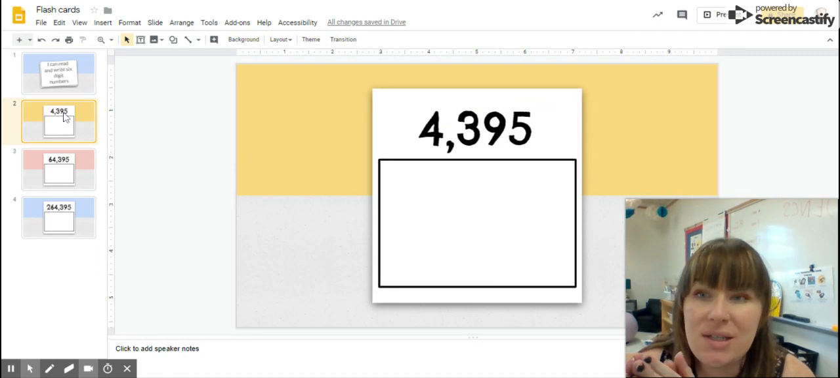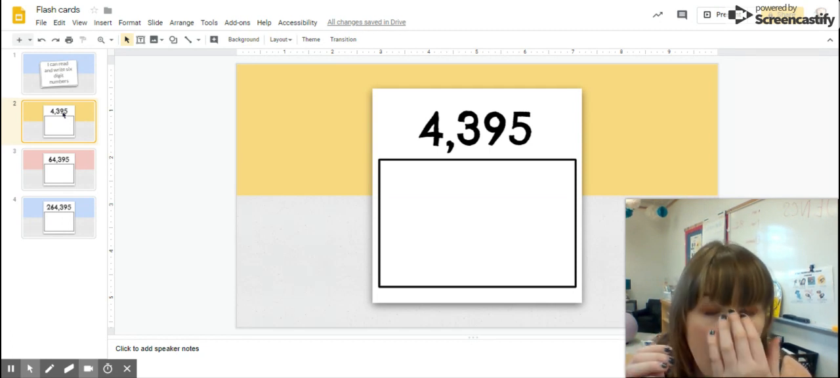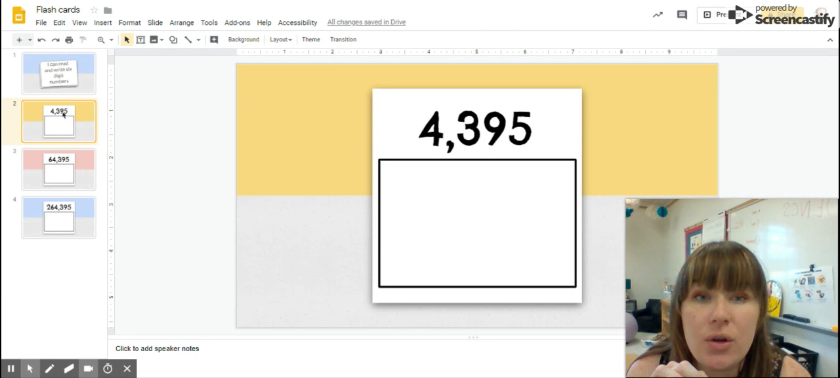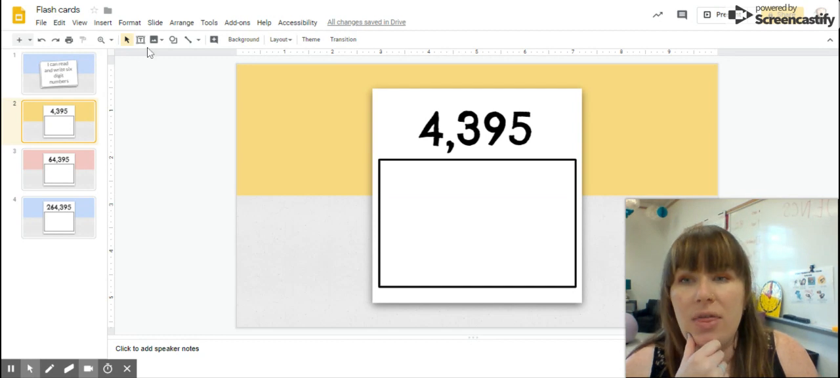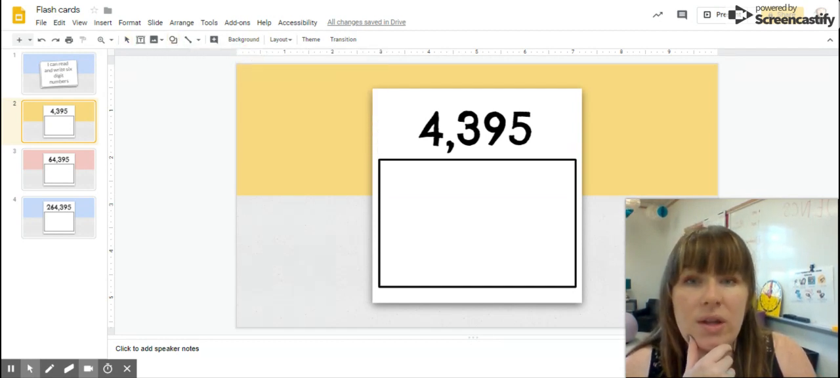Before we get into a six-digit number, we're going to start with a four-digit number and then a five-digit number and ultimately a six-digit number. But we're going to talk about the four-digit numbers first. When you have a four-digit number, there's three different parts of this number. You have the thousands period, the thousands comma, and then the ones period.